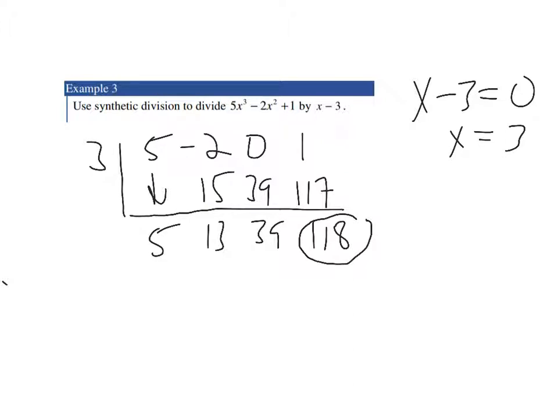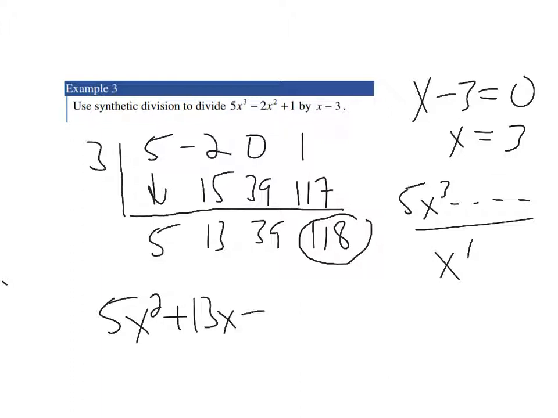Now, do you remember back when we did the long division? If I divided an x cubed term by an x to the first, that left me an x squared term. So what I've got here is a 5x squared. Notice it's one power less than the 3. That's because I divided by an x to the first. So I've got 5x squared plus 13x plus 13, with a remainder of 118, and that's divided by x minus 3. And that's about all we can do with this.